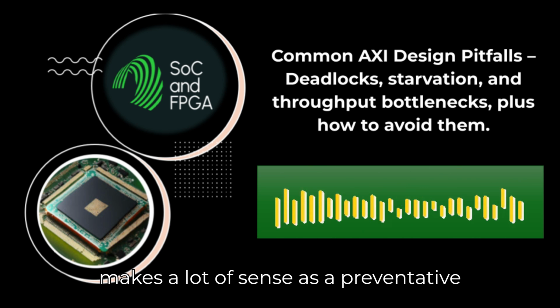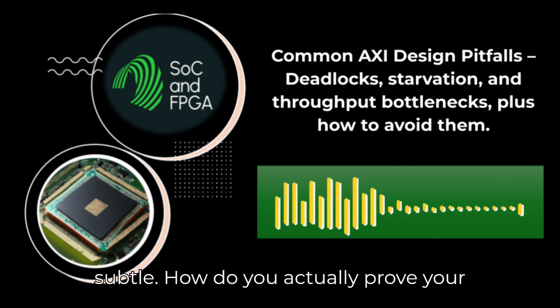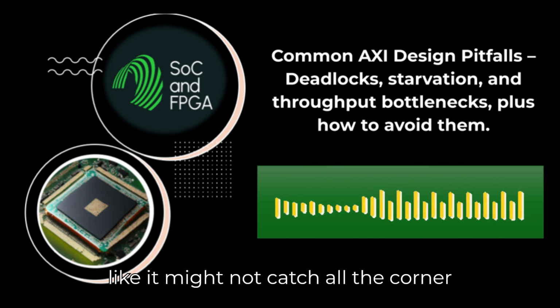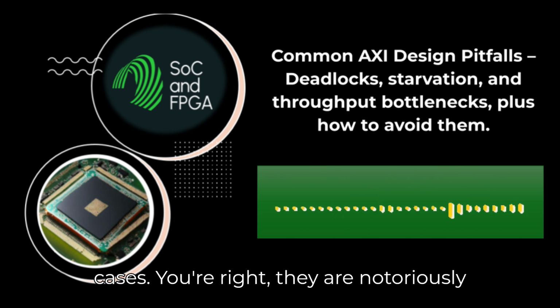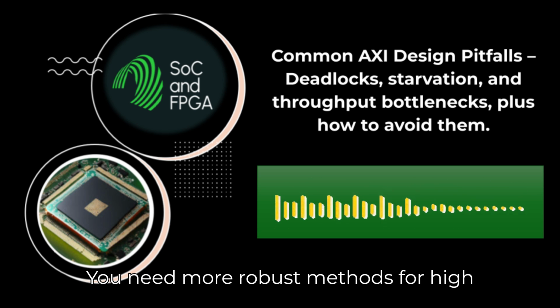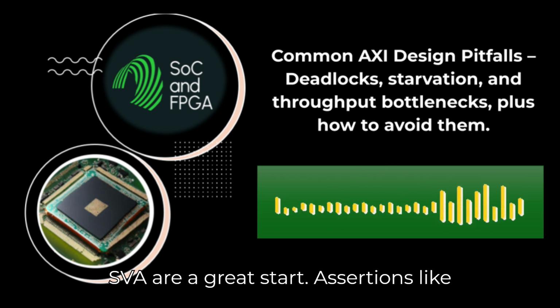Well, that makes a lot of sense as a preventative measure, but deadlocks can be incredibly subtle. How do you actually prove your design is free of them? Simulation seems like it might not catch all the corner cases. You're right, they are notoriously hard to trigger reliably in simulation. You need more robust methods for high confidence. SystemVerilog assertions, SVA, are a great start.